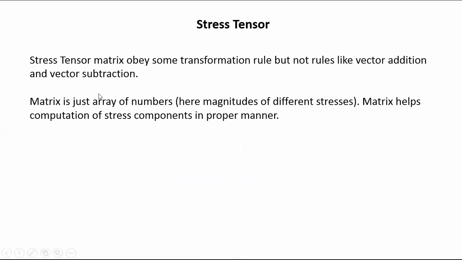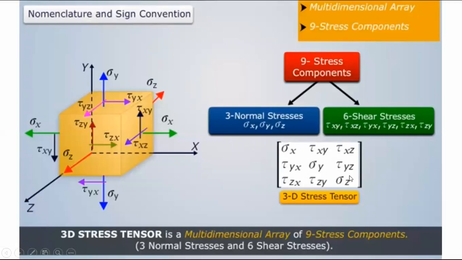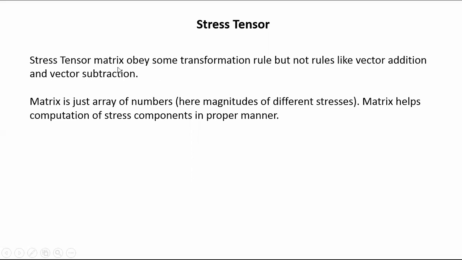Stress tensor matrix obeys some transformation rule. What is the transformation? That means if you want to add one tensor, stress tensor. What is stress tensor? As I will show in the slide, this is the stress tensor shown in a matrix. This does not obey the rules of vector addition or vector subtraction. This is the main difference between tensor and vector. Stress tensor matrix obeys some transformation rules, but not rules like vector addition and vector subtraction.